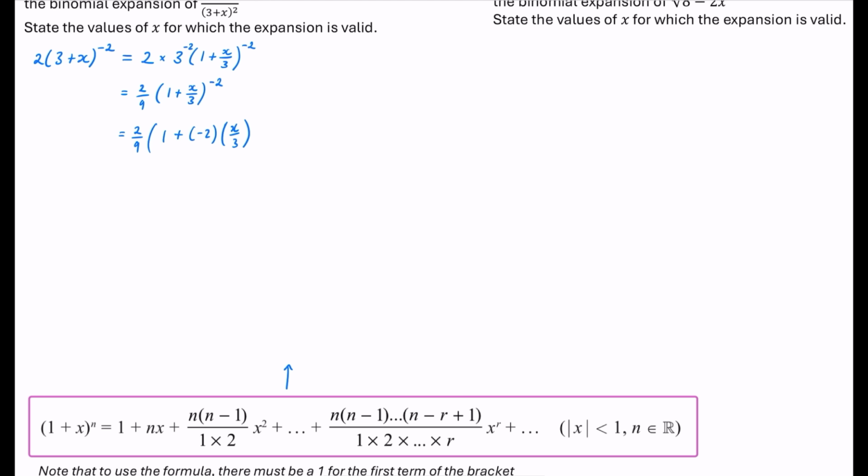So we're going to have, for the next part, the n, which is minus 2. We're going to do n minus 1, which is minus 3. That is getting divided by, they've written it as 1 times 2, I just write that as a 2. And that's also going to get multiplied by the x part squared, which is the x over 3, all squared, and close off those big brackets.